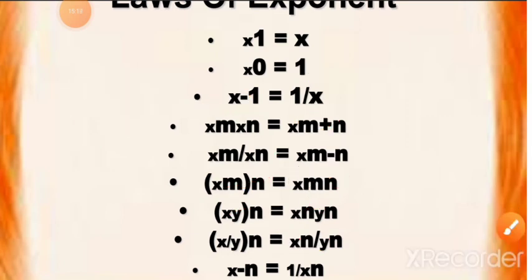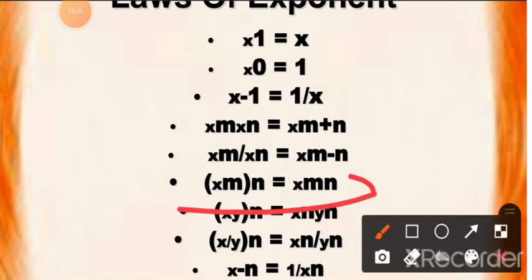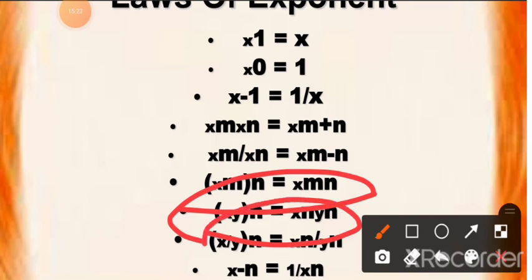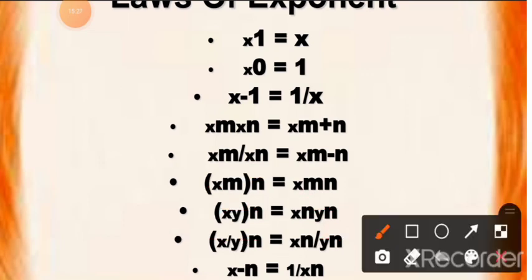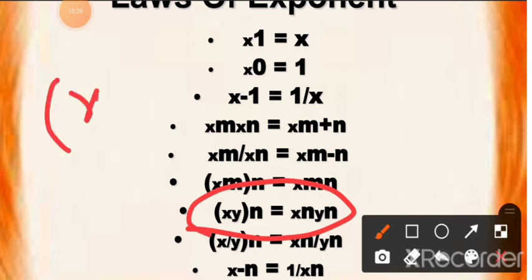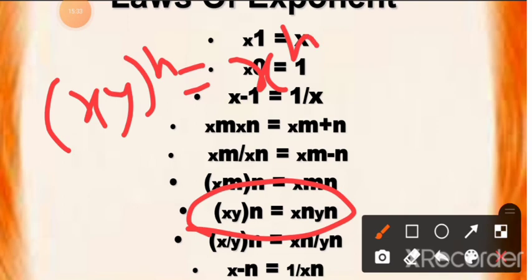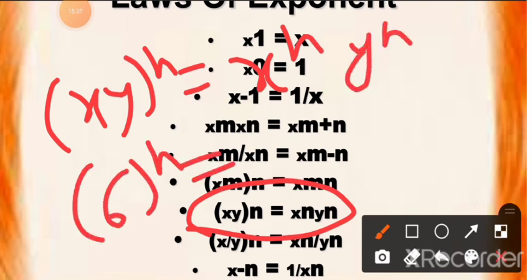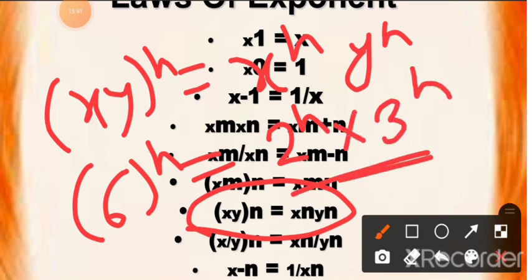Now the next one is the same, it means just the reverse of these identities. xy power n is equal to x power n into y power n. It means 6 power n is equal to 2 power n into 3 power n.